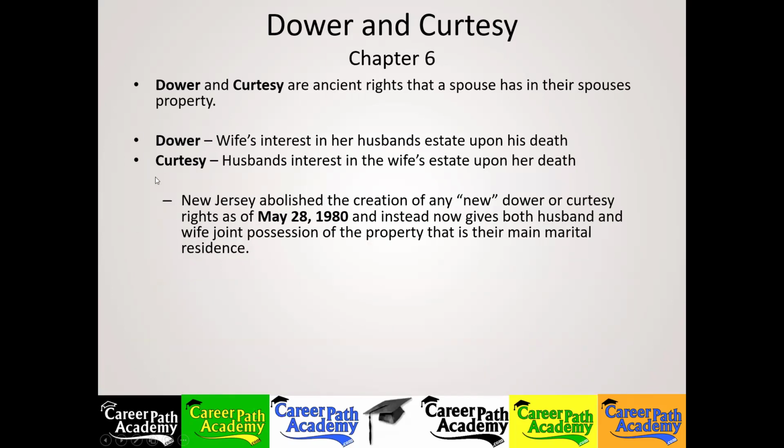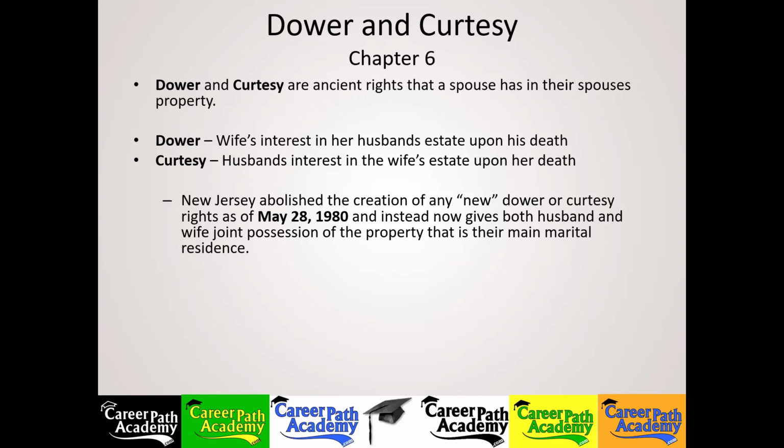And courtesy, because men are courteous to women, is the man's right in the wife's estate, the husband's right. And New Jersey abolished the creation of any new dower or courtesy rights as of May 28, 1980. And now, instead, they give both the husband and wife the right of joint possession of the property that is their main marital residence. Now, if you're going to bring up gay marriage or anything like that, well, that did not exist in New Jersey at the time.